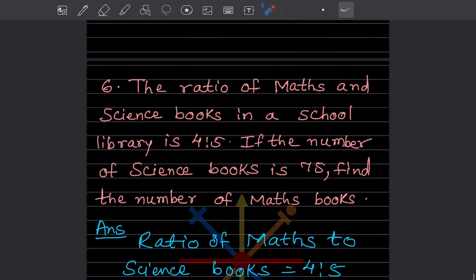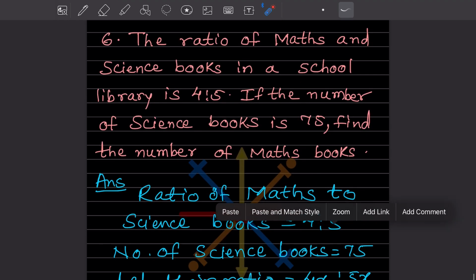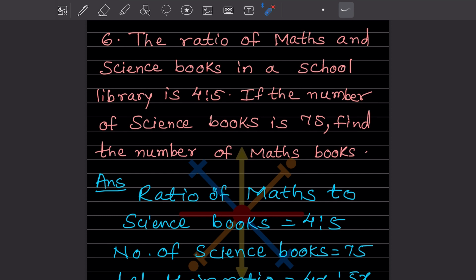Now let us look at the next question. This says that the ratio of maths and science books in a school library is 4:5. If the number of science books is 75, find the number of maths books. So first, it is given that the ratio of maths to science books is 4:5. Now they said the number of science books is 75.